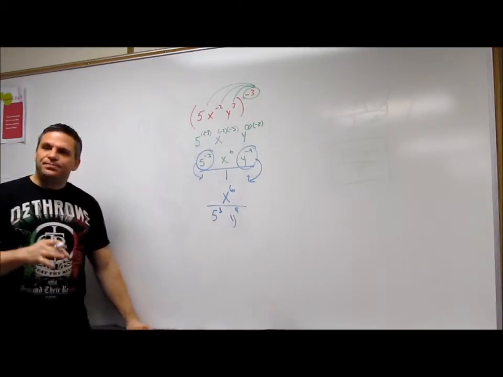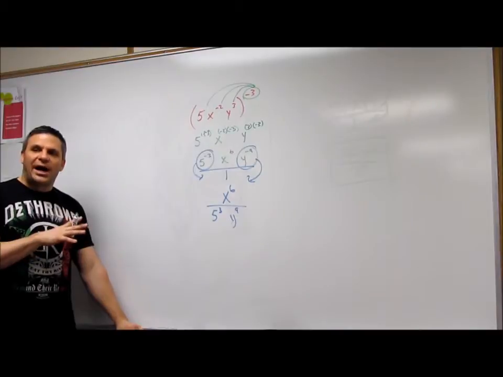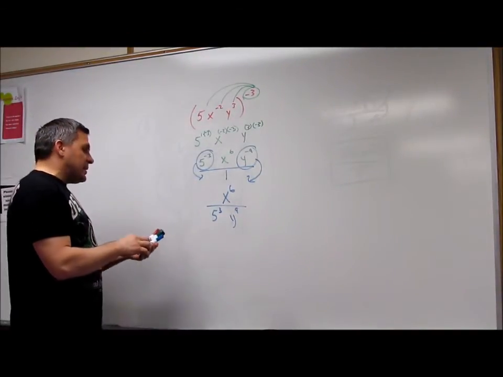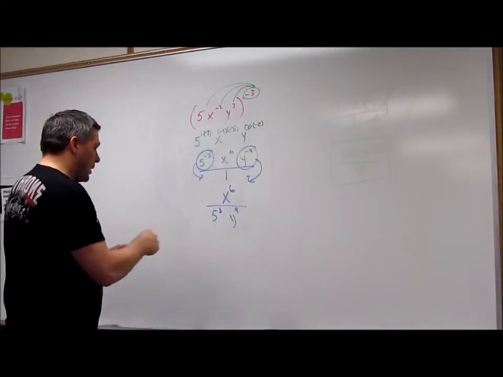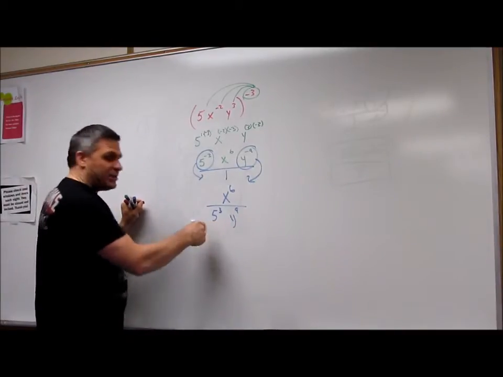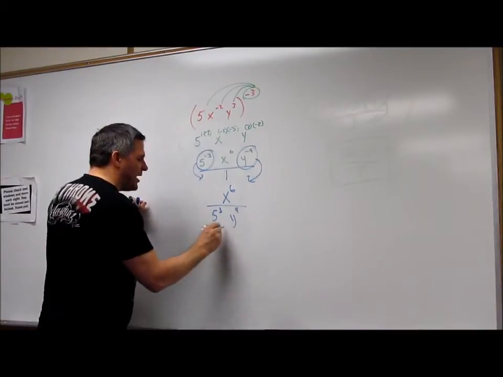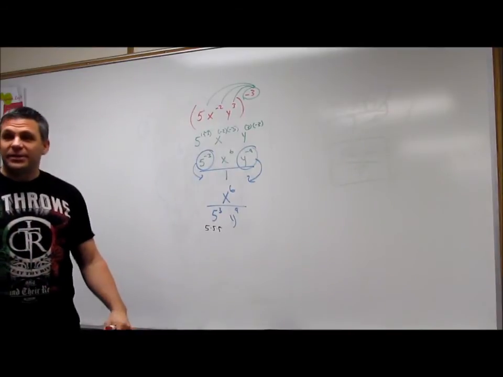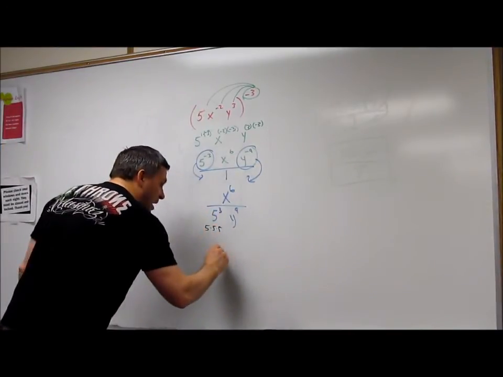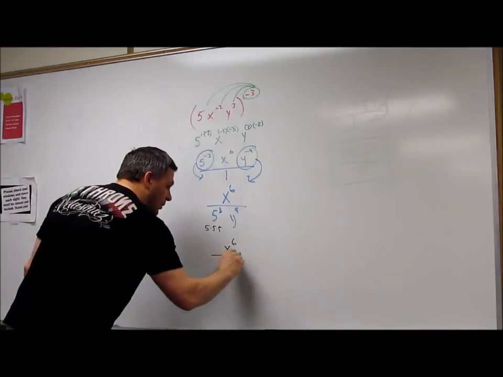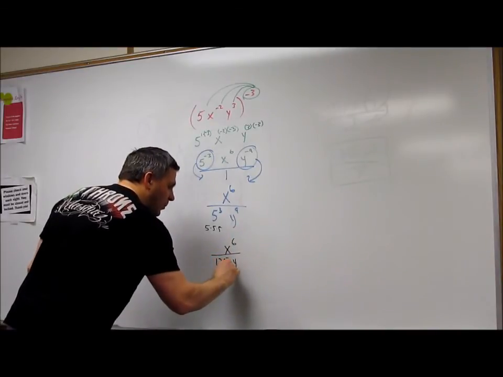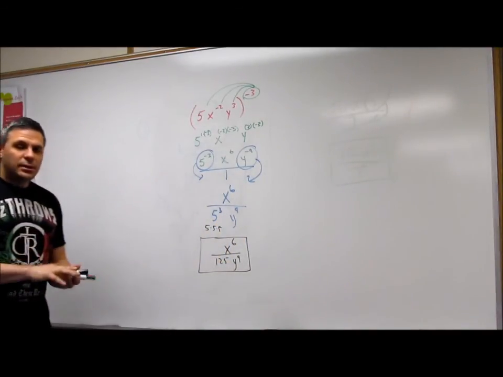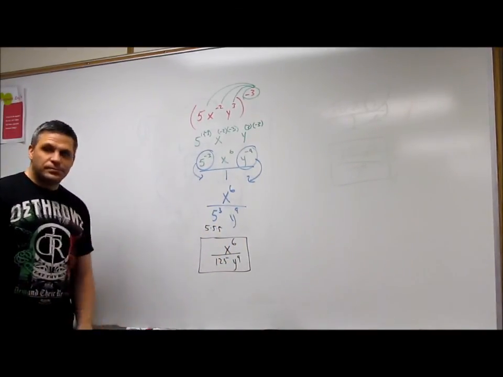So now I have them all positive exponents. And my last step in this case is dealing with the 3 5s, or 5 times 5 times 5, which is 5 times 5 is 25, and 25 times 5 is 125. So now I have x to the 6th over 125, y to the 9th. And that is how you do that problem. Okay?